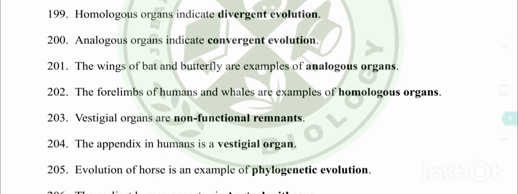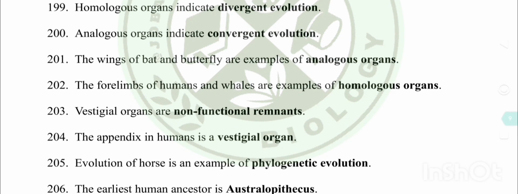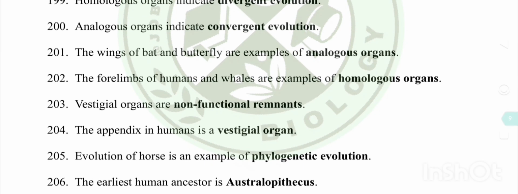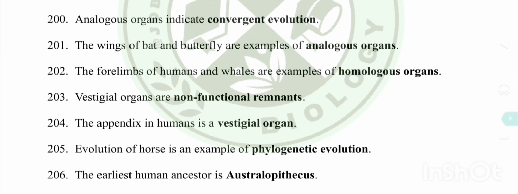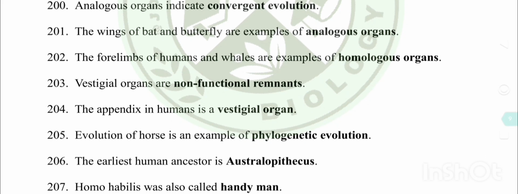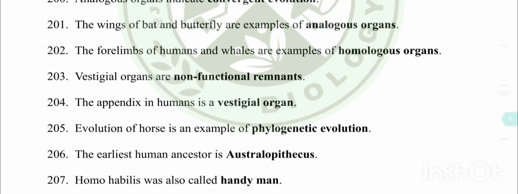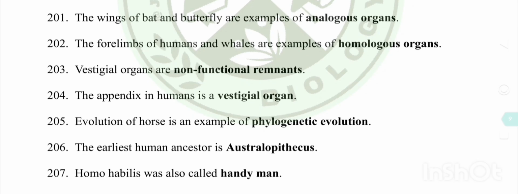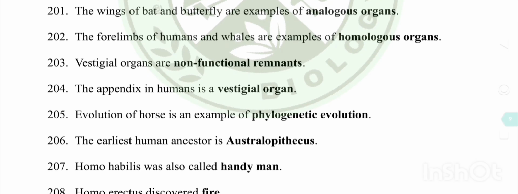203. Vestigial organs are non-functional remnants. 204. The appendix in humans is a vestigial organ. 205. Evolution of horse is an example of phylogenetic evolution. 206. The earliest human ancestor is Australopithecus.